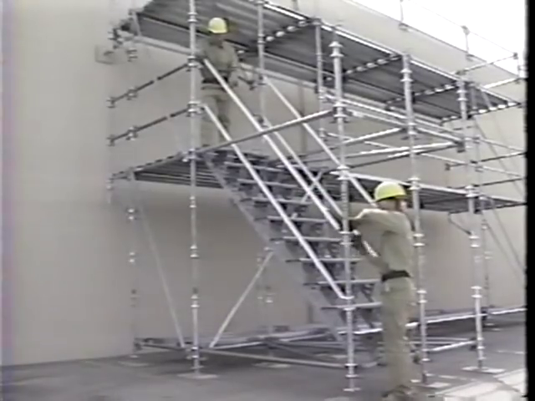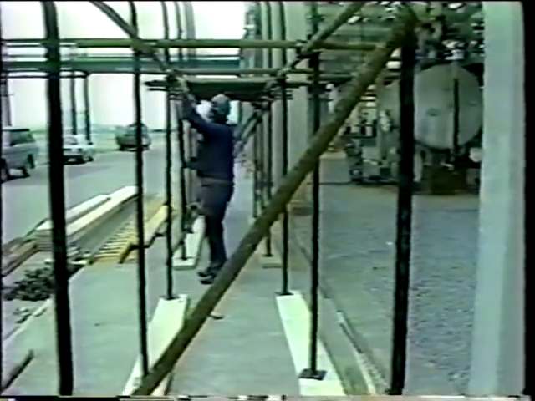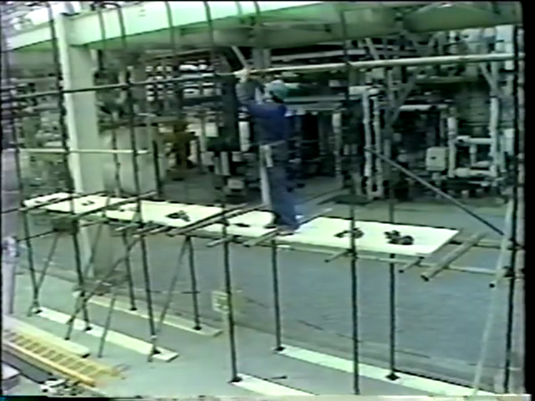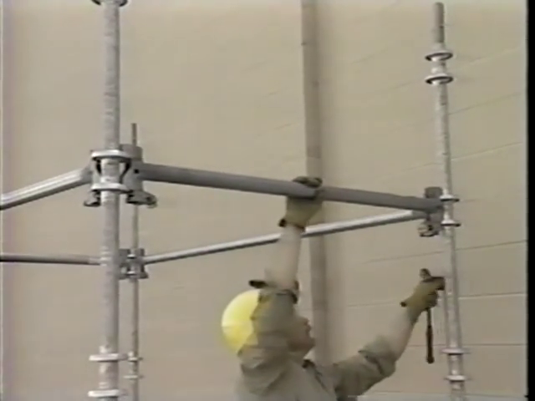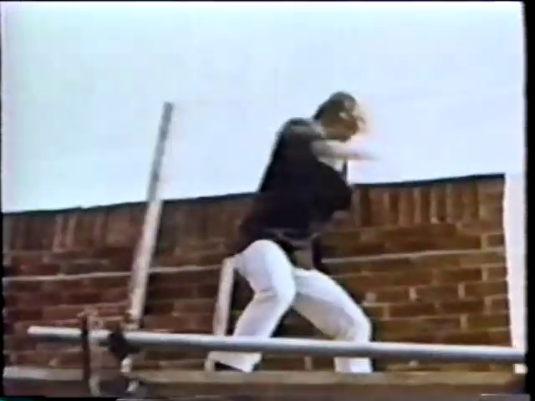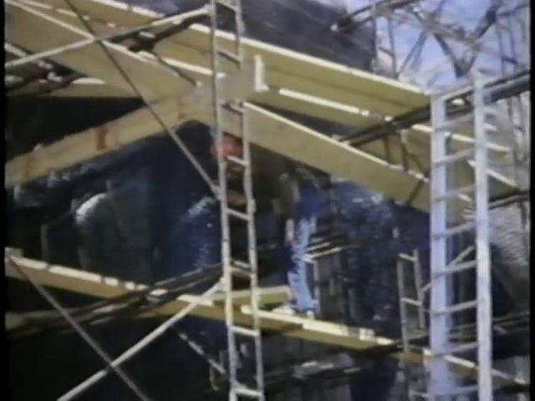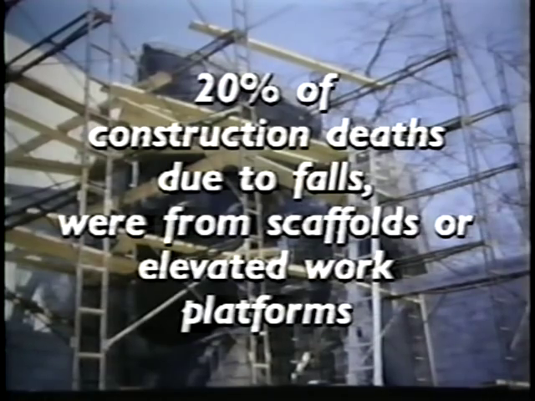Let's take a close-up look at scaffolds, how they are made and used. Since the 1930s, metal has been the preferred material used to construct scaffolds instead of wood, making scaffolds lighter, stronger, and easier to assemble. Despite these improvements, many injuries and fatalities still occur due to improper assembly, disassembly, and use of scaffolds. Considering the wide variety of scaffolds in use and the hazards they pose, it isn't surprising that a recent OSHA study showed that 20% of construction deaths were due to falls from scaffolds or elevated work platforms.